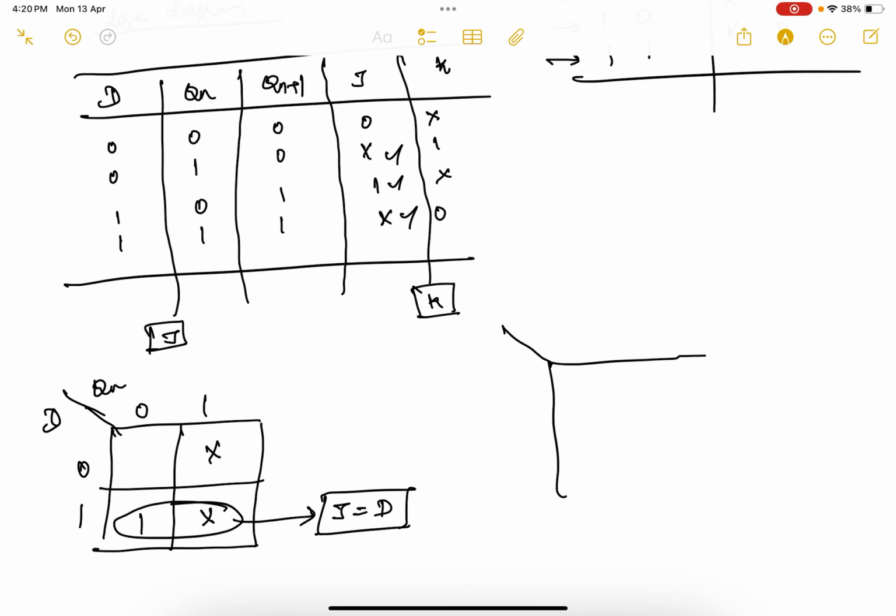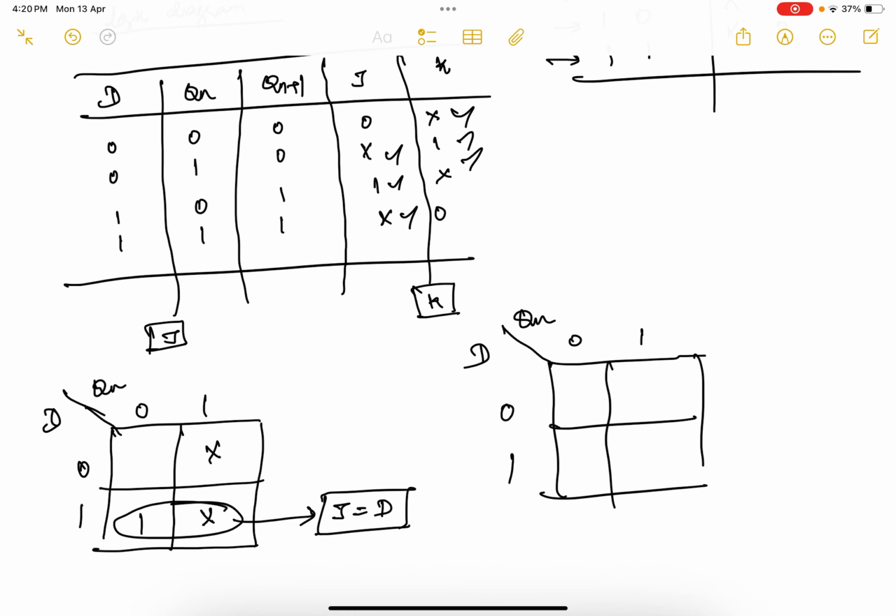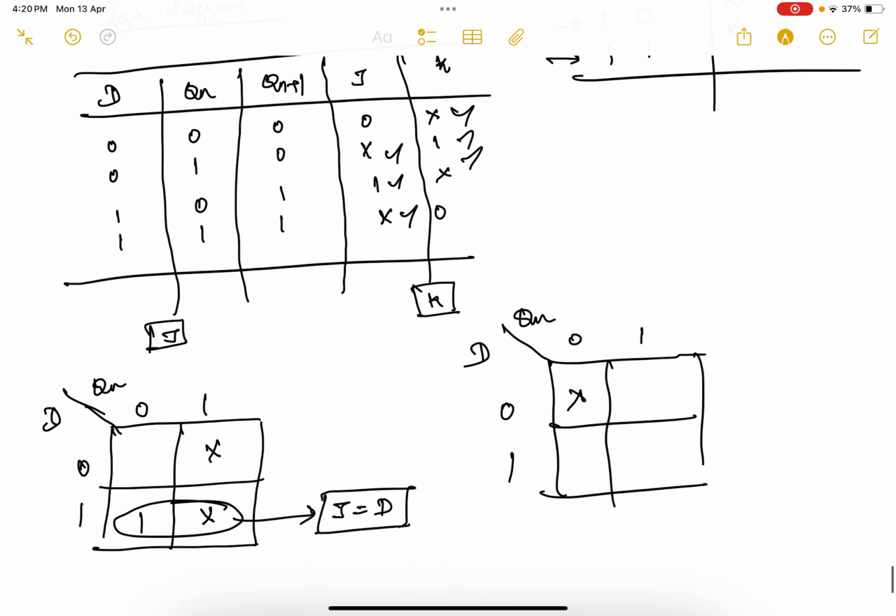Similarly, if you write for K, one input is D, another input is Qn, either 0 or 1, and this can also be either 0 or 1. Here also, there are 3 things. For 0 0, my output is X. For 0 1, my output is 1. For 1 0, my output is X. So this will be grouped like this, and the output is nothing but D bar, which means K is nothing but D bar.